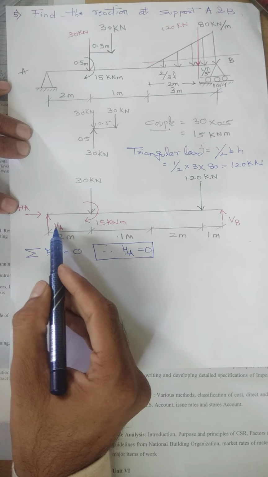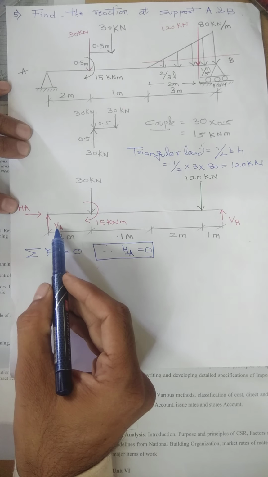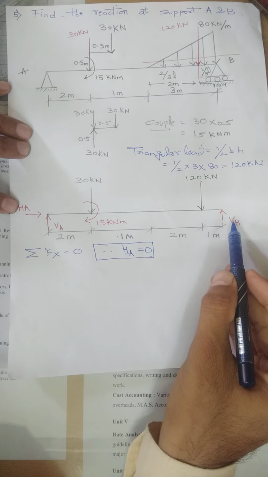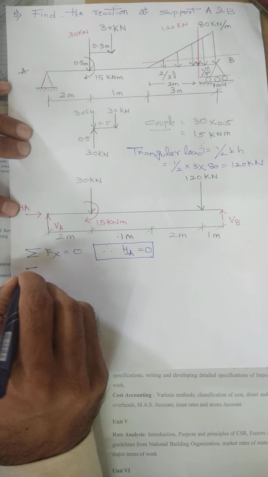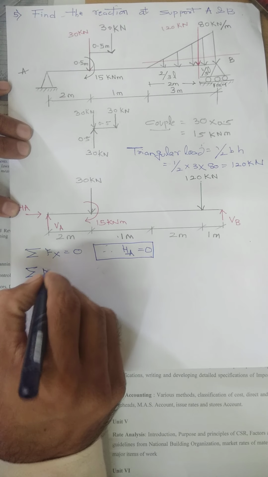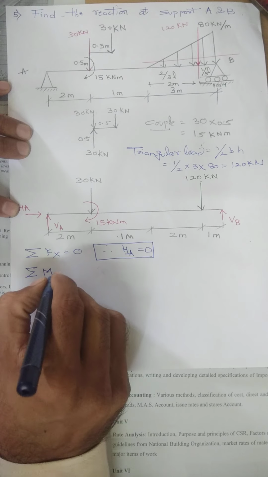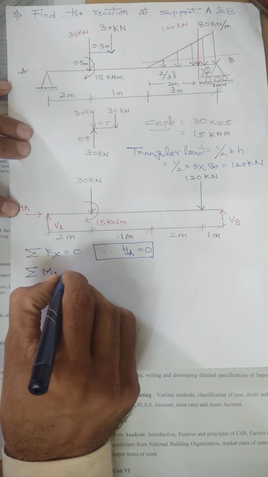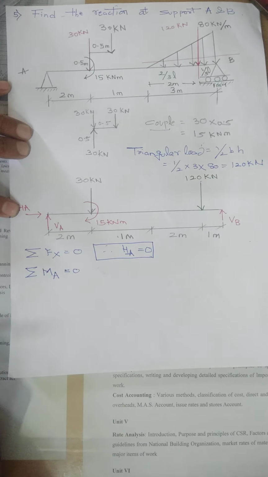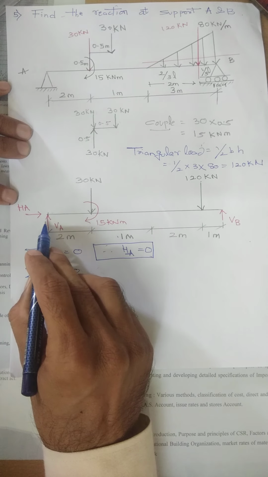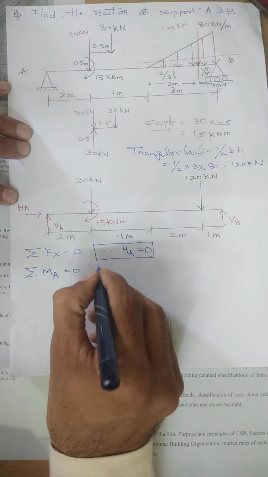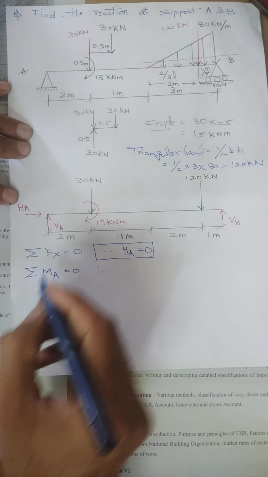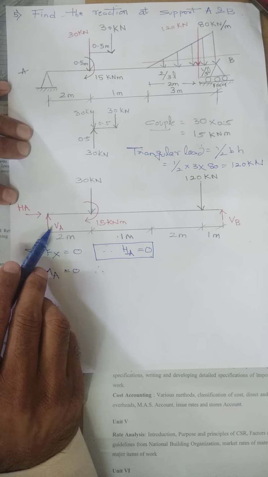The Fy condition we cannot use second, because VA and VB are two unknowns. So we will use the third condition: summation of moment of all forces at A is equal to 0. Why are we taking moments at A? Because A is the hinge point and two forces are acting at point A. So for all forces at A, HA will be 0 and VA will be 0.